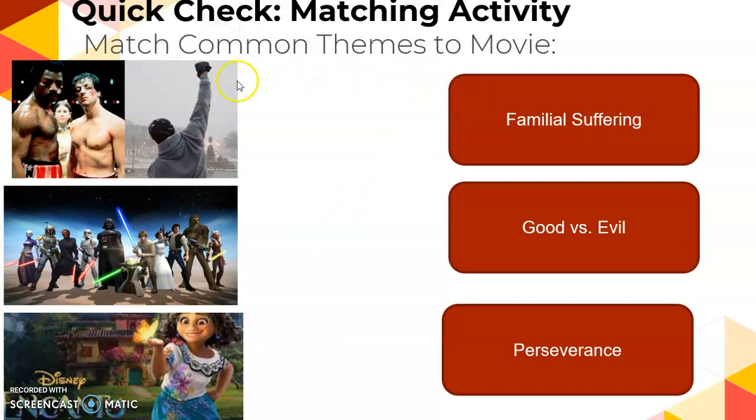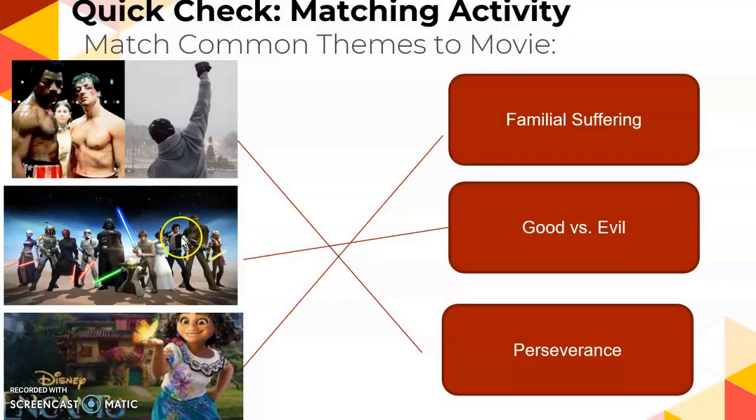These are the movies on the left that I'm hopeful a couple of you have seen. And on the right are the more common themes, such as familial suffering or family suffering, good versus evil, and perseverance. And I'm sure these could fall into all different categories, but just try to do the primary theme. So go ahead and pause and match those up.